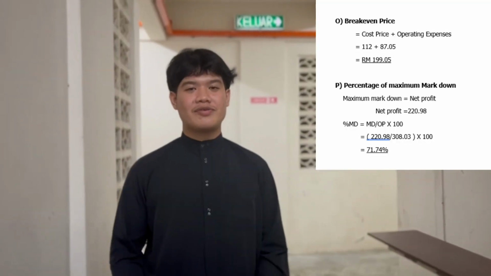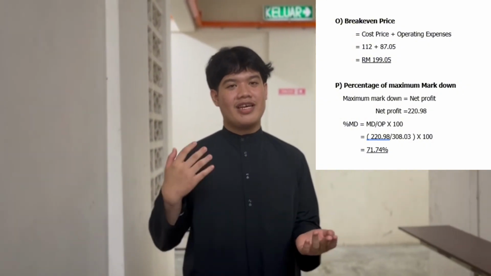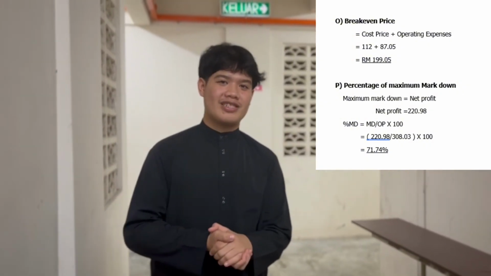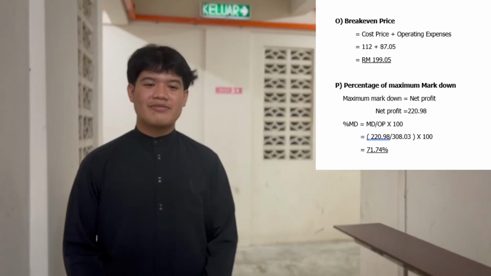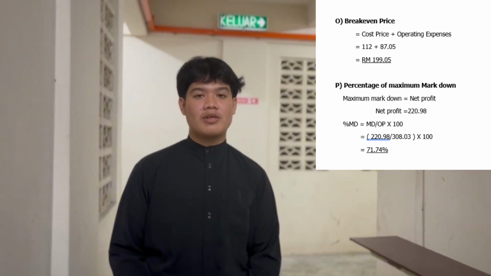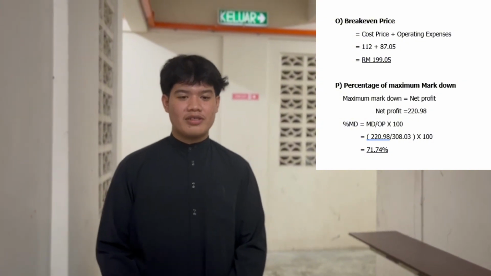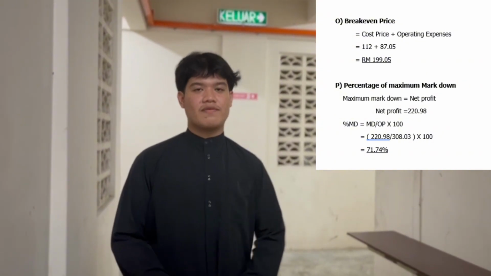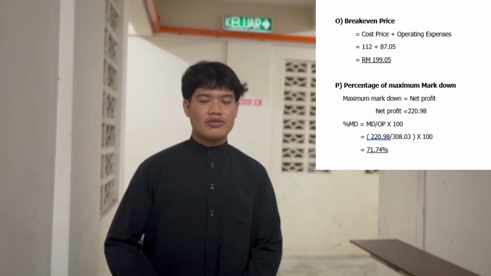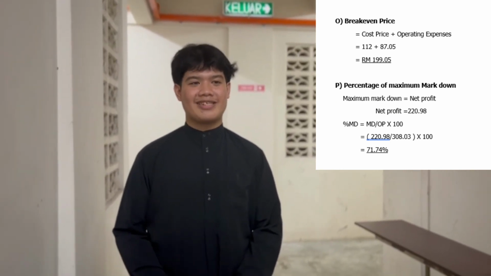So now about our break-even price. So the formula is cost price plus operating expenses. So our cost price is 112 ringgit and operating expenses 87.05 ringgit, and then we got 199.05 ringgit. Lastly, about our percentage of maximum markdown. So our maximum markdown equal to net profit. So our net profit is 220.98 ringgit. So our percentage of markdown equal to net profit divided by gross profit times 100. So 220.98 ringgit divided by 308.03 times 100, and then we got 71.74%.